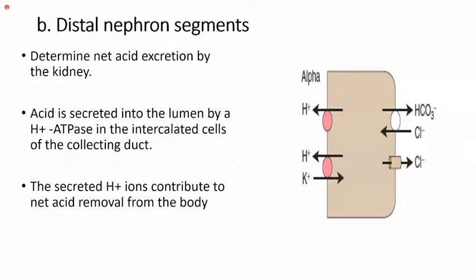What happens in the distal nephron segments? Here now, the distal nephrons are responsible for acid excretion, okay? So for the proximal, it's more of bicarbonate reabsorption. But when you get to the distal segments, we're now talking about acid excretion, okay? And this mainly occurs within the alpha intercalated cells of the collecting duct, okay? So acid will be secreted into the lumen by a hydrogen ATPase, so it requires the use of energy. It secretes hydrogen into the lumen or where the urine is, okay? Such that that hydrogen can then be excreted through urine.